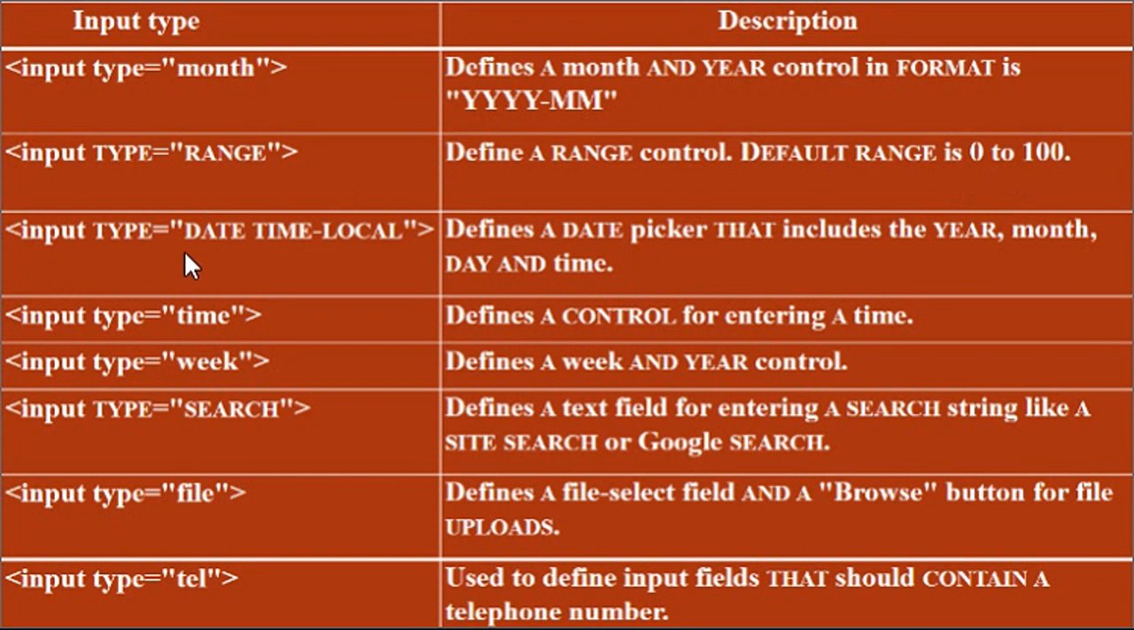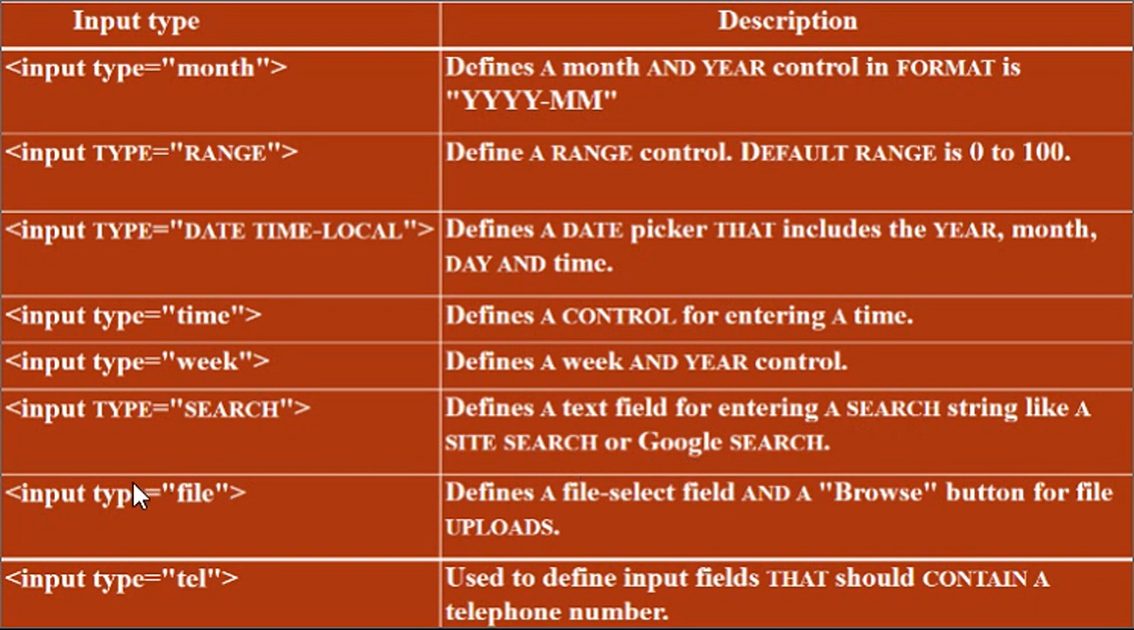Next one is input type is equal to datetime-local, which means it defines a date picker that includes the year, month, day and the time. Next one is input type is equal to time. It defines a control for entering a time. Next input type is equal to week. It defines the week and year control. Next input type is equal to search. It defines the text field for entering a search string, like a site search or the Google search.